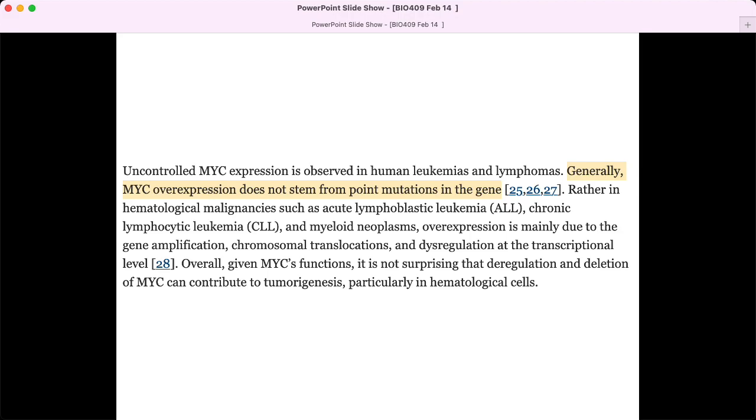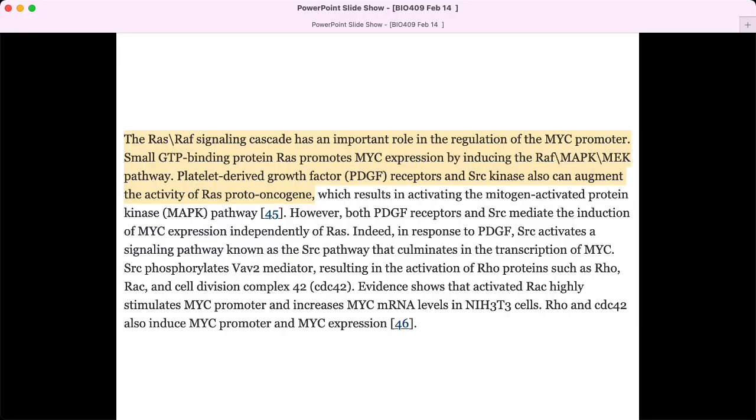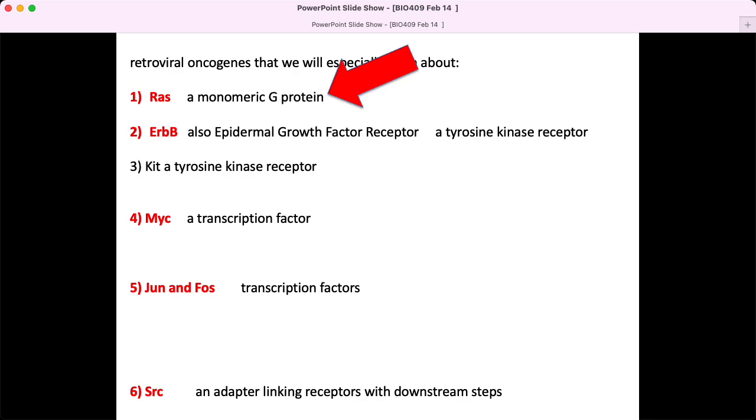Remember, we learned about RAS. So I just want to go back to this and compare RAS and MYC. RAS has mutations in the coding region, and we make the wrong protein. MYC makes the normal protein, and the mutations are in the regulatory region, and we make too much. So we overwhelm those protection mechanisms.